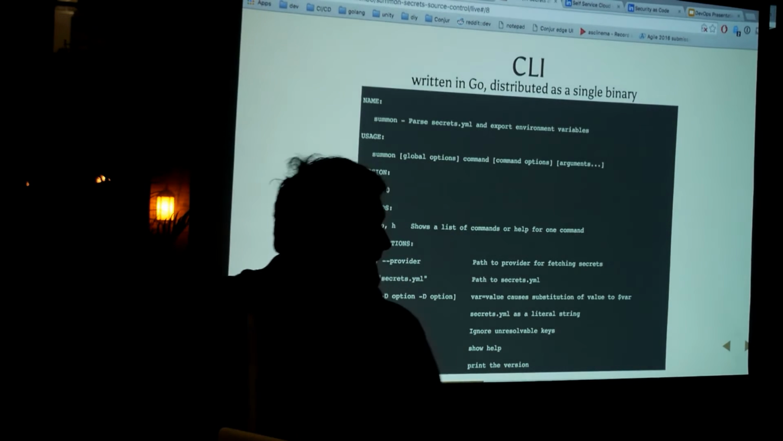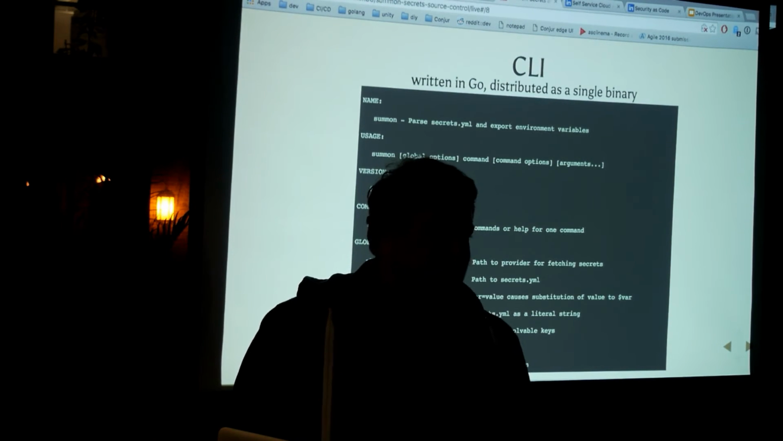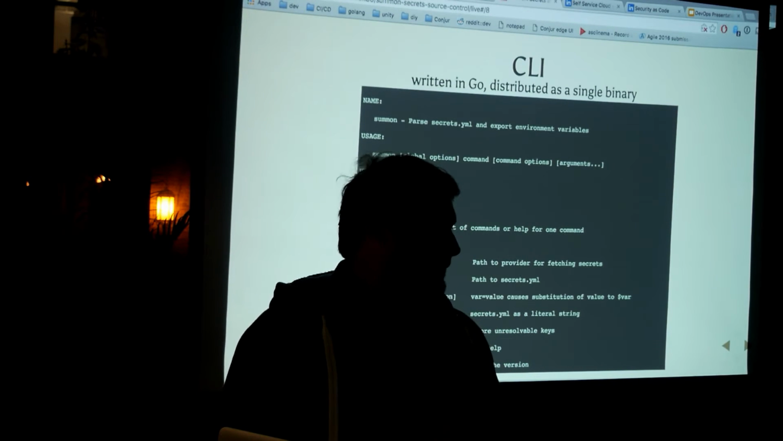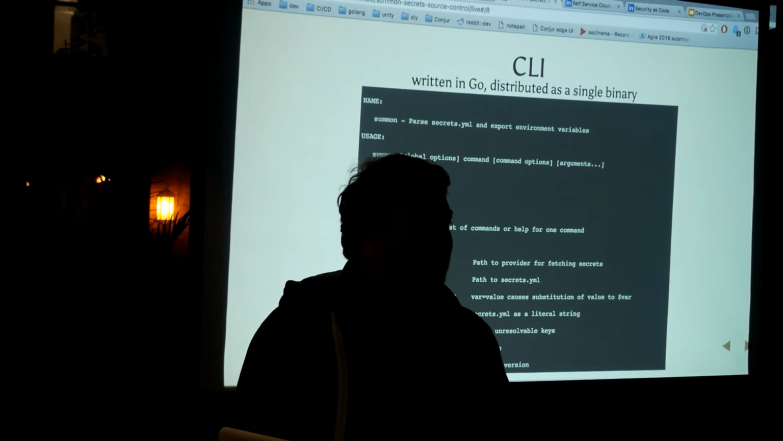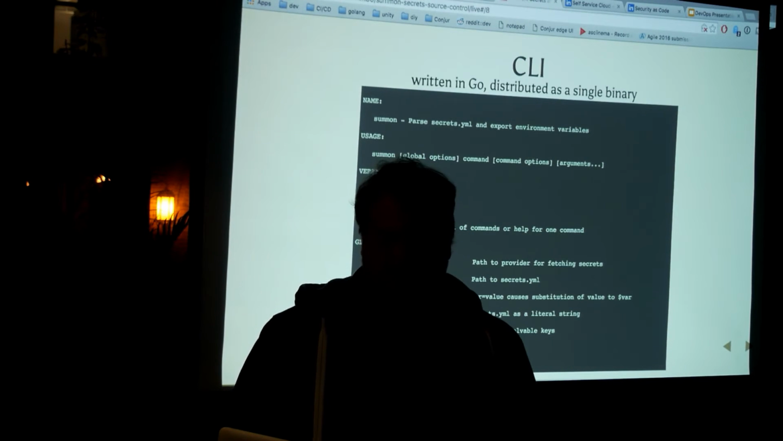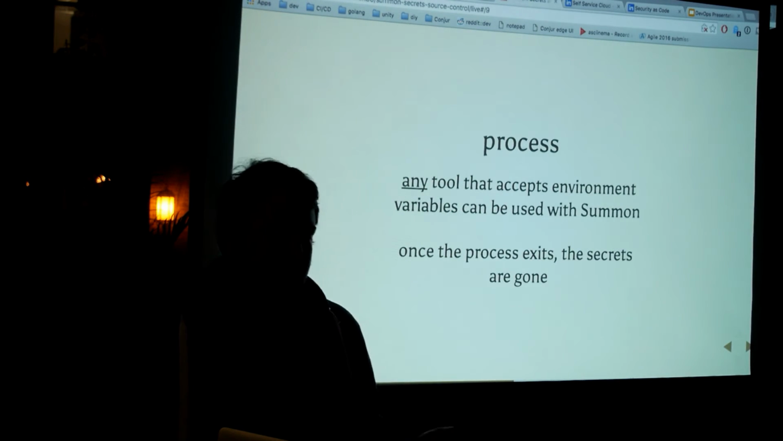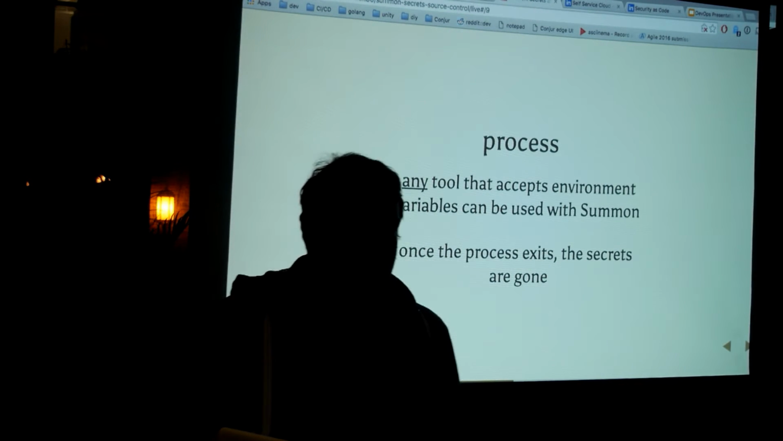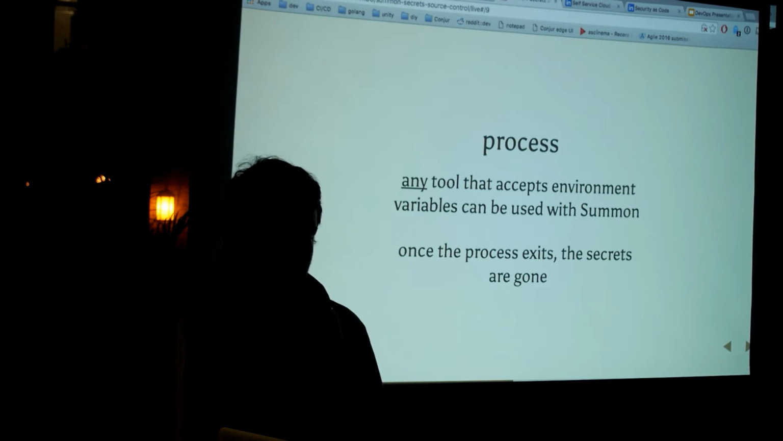The command line, so I wrote this in Go because I didn't want to have any dependencies. It's a binary. I'm building them for OS X, Linux, and Windows right now, but we can build whatever we want. And the process that you can wrap with summon is any process that accepts environment variables. And especially with DevOps tooling, most of them accept environment variables as configuration. We're talking sort of 12-factor app.